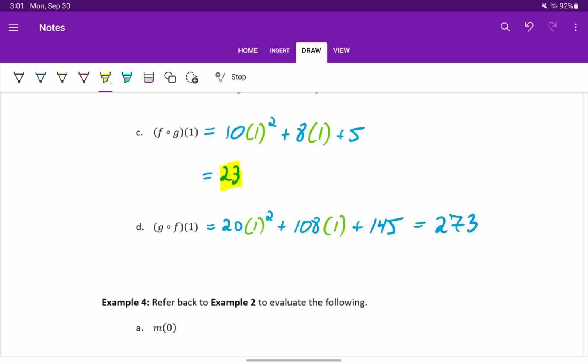Again, notice that we come up with different values for f of g of 1 and g of f of 1. Since those two functions are different, we're likely to come up with different values. But we could have instances where those two values come out to be the same as well.